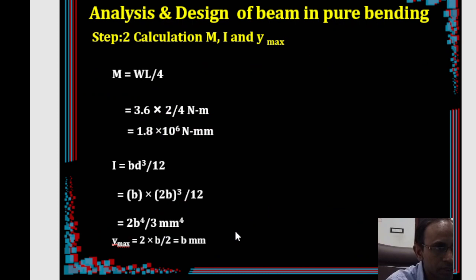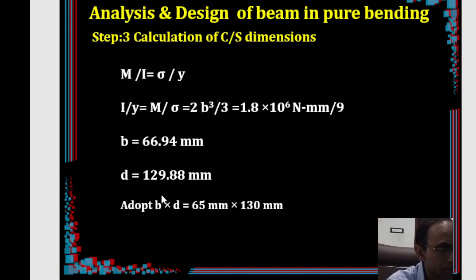Now the only unknown is b. So you can look at this. The moment we have worked out, the moment of inertia we have written as 2 by 3 b to the power 4, and y is y max, which is nothing but b. Now you substitute. If you substitute that, you will get b as this much, 66 point something, and d is this. Because it is difficult to provide this much accuracy, we will round off these values generally. So that is 65 and 130.